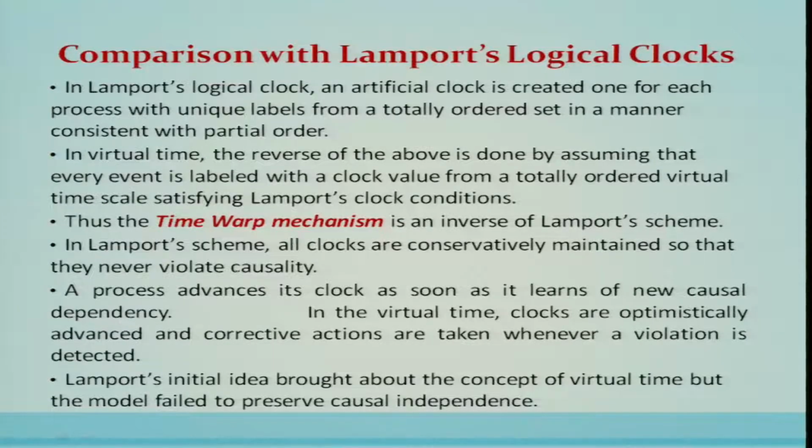In virtual time, the reverse of the above is done by assuming that every event is labeled with a clock value from a totally ordered virtual time scale satisfying Lamport's condition. Thus, the time warp mechanism is an inverse of Lamport's scheme. In Lamport's scheme, all the clocks are conservatively maintained so that they never violate causality. The process advances its clock as soon as it learns a new causal dependency. In virtual time, clocks are optimistically advanced and corrective actions are taken whenever violations are detected.